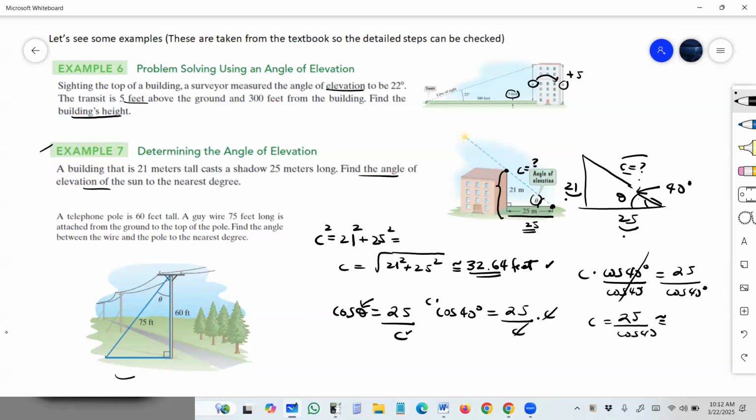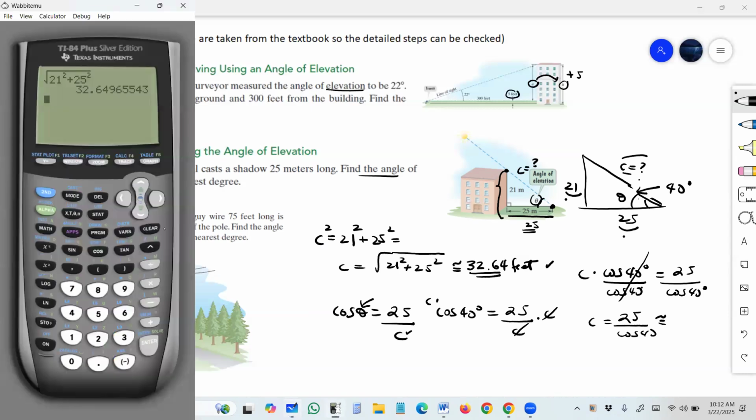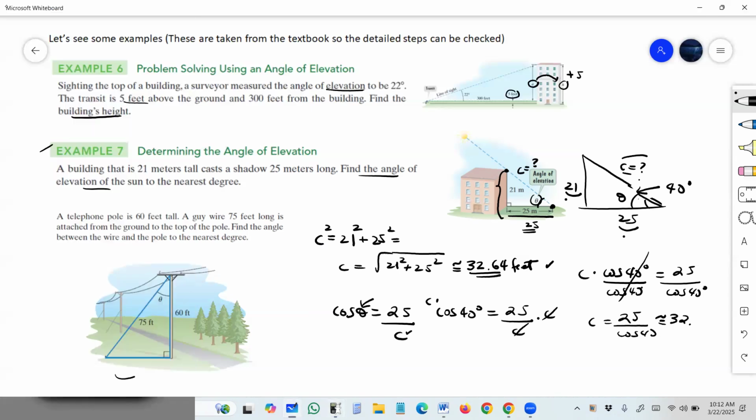And now let's go to the calculator and find out what that is, because we need the calculator for that. So 25 divide, and by the way, we're expecting the answer to be very, very close to 32.64. 25 divided by cosine of 40 degrees. Let's see what the answer is. 32.63. There you go. So this is exactly what we got. 32.63. So it's a match, right?